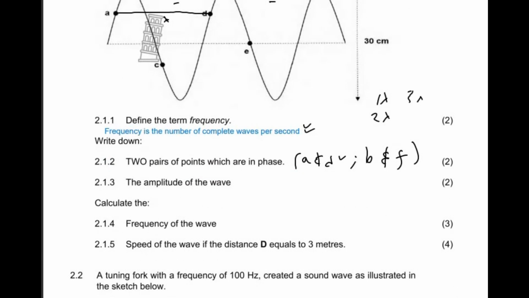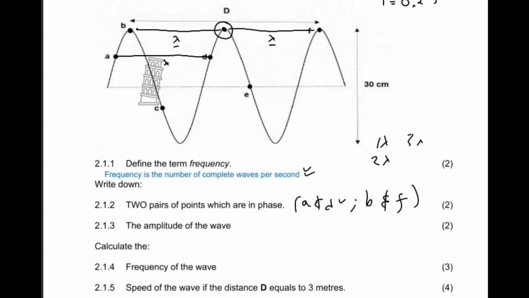The question then continues to say, write down the amplitude of the wave. So if you look, we said that the amplitude of a wave is always the magnitude of displacement from equilibrium to the highest point or from equilibrium to the lowest point. So this distance here, let's call this distance t, is also equal to this distance here, t. Those two distances are equal.